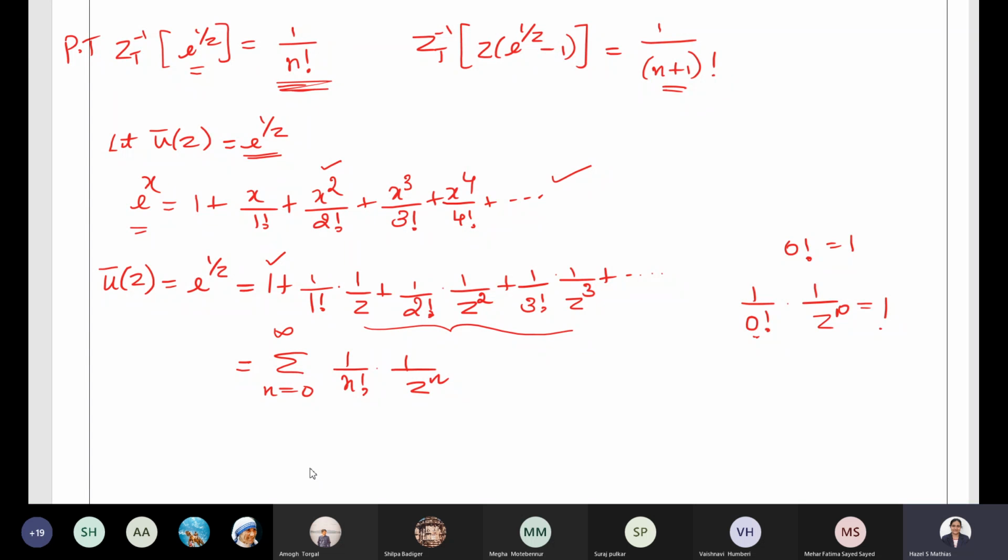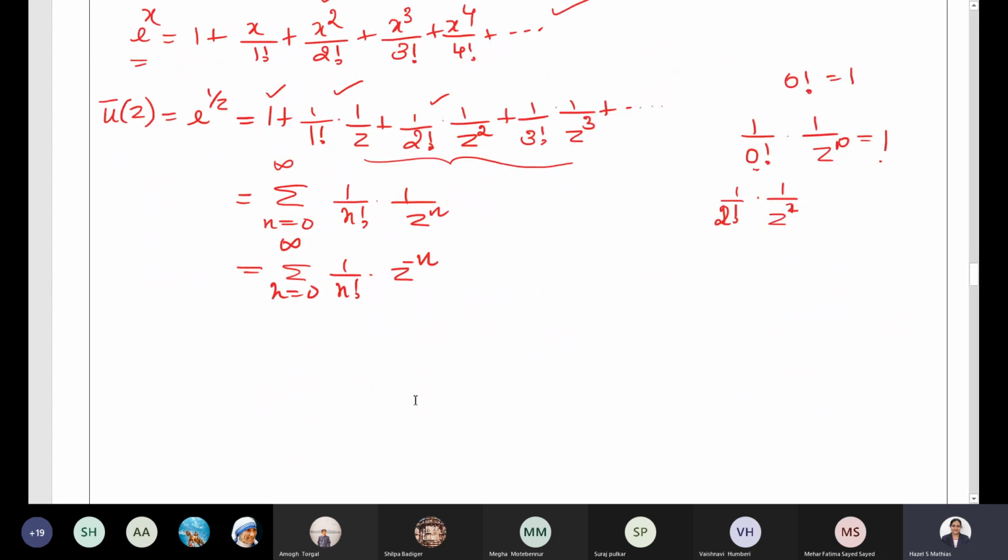Now give n equal to 1. It will be 1 by 1 factorial into 1 by z power 1, which is 1 by 1 factorial into 1 by z. Give n equal to 2. 1 by 2 factorial into 1 by z square, which is the third term. So this one suits. So this can be written as summation n equal to 0 to infinity 1 by n factorial into z power minus n. 1 by z power n can be written as z power minus n.